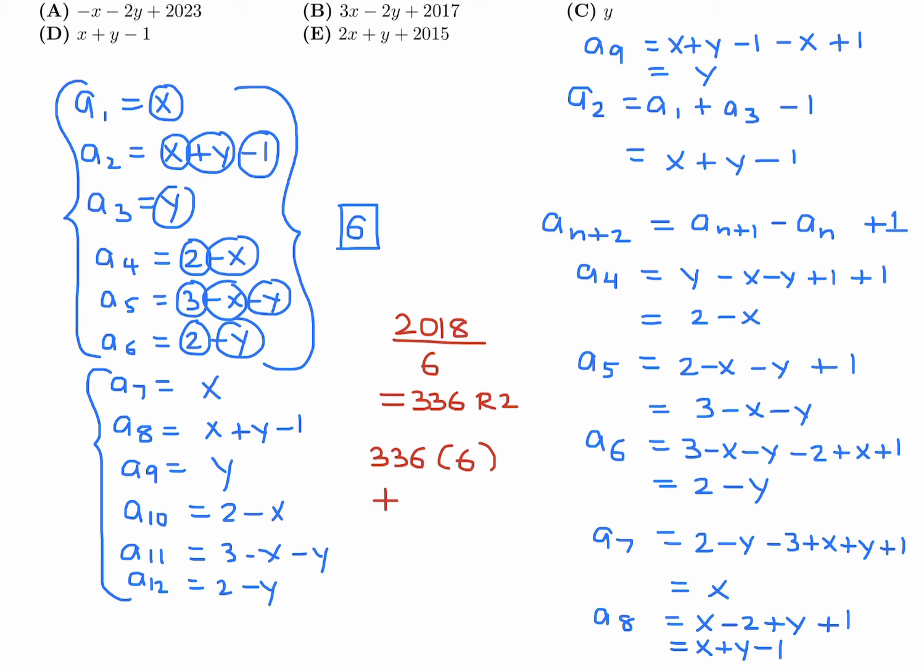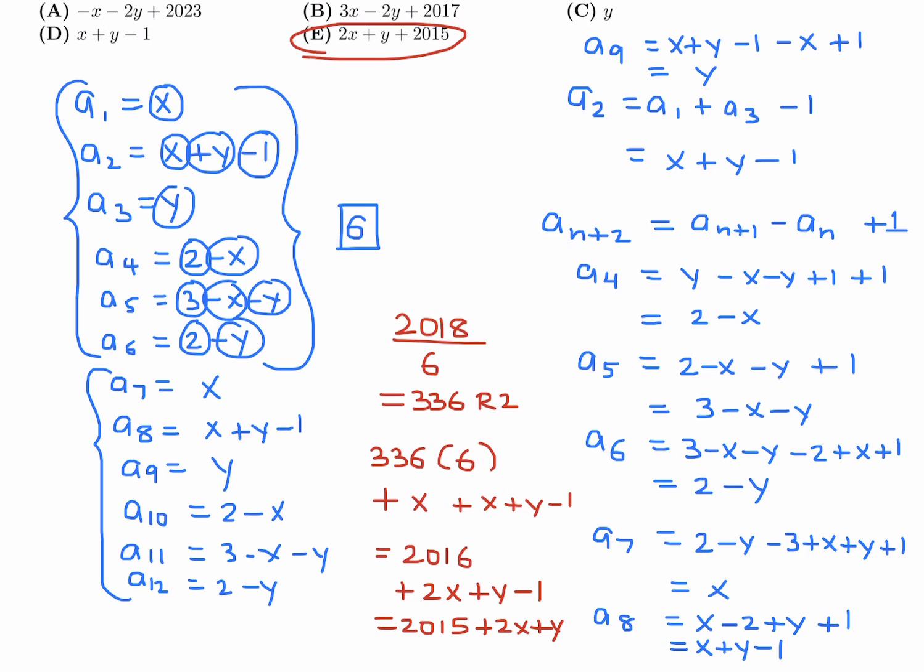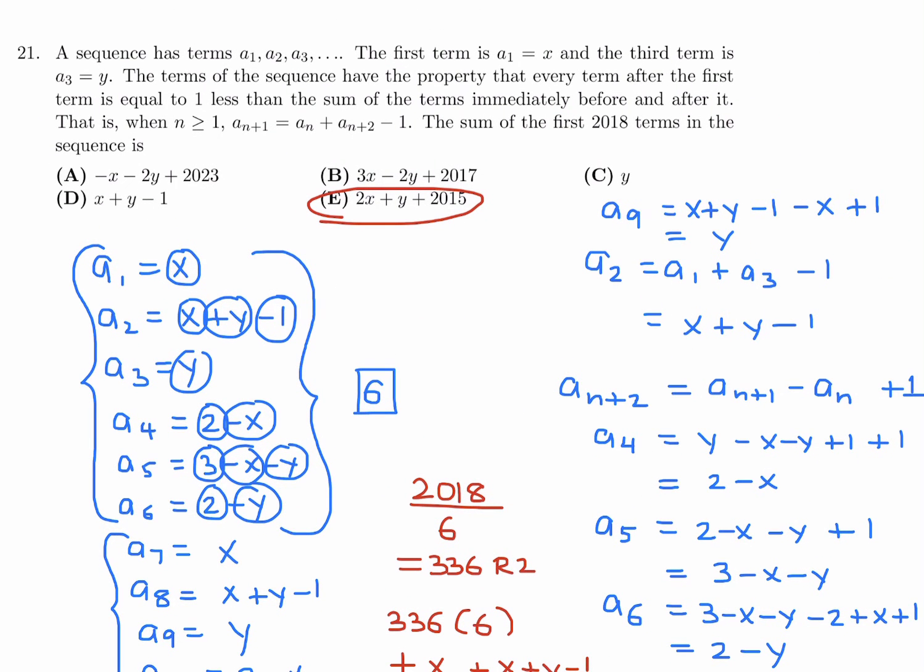The next 2. So that would be x plus y minus 1. So 336 times 6, 2016, plus 2x plus y minus 1. And that's going to be 2015 plus 2x plus y. 2015 plus 2x plus y, and that is choice E for number 21.